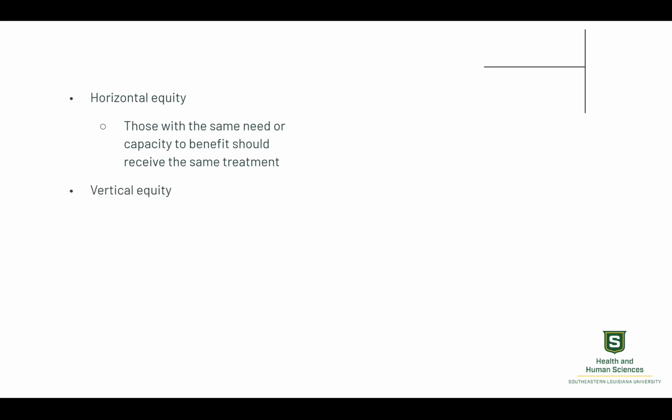So there are two ways of looking at equity. We have horizontal equity. In this case, we are looking at those who have the same need should be able to benefit or receive the same treatment. You shouldn't have to give a different kind of treatment based on people's ability to pay, meaning if you can pay for the service, you get a bigger or better quality of service compared to the person who is not able to pay. So that is what we consider when we talk about horizontal equity.